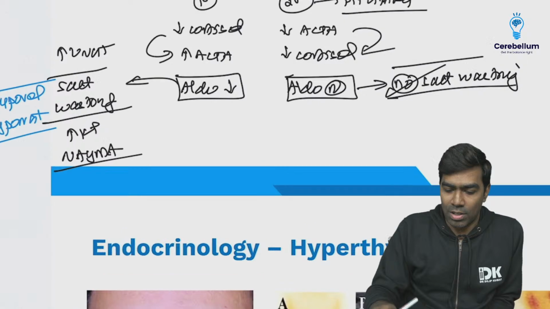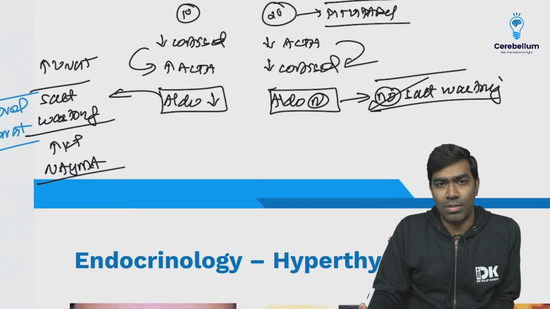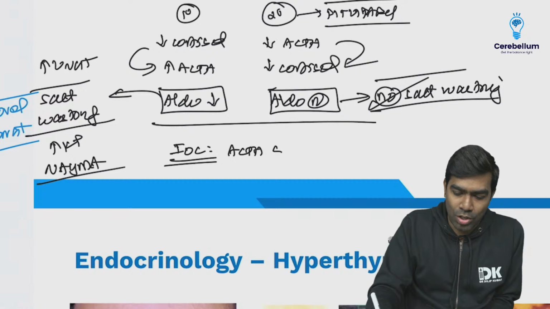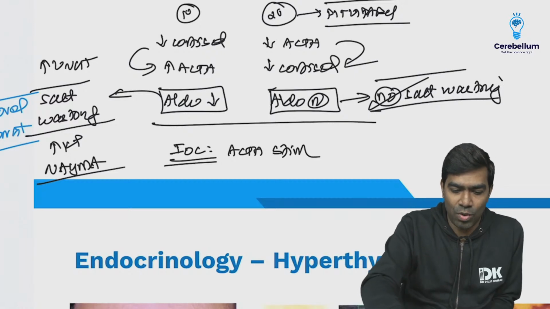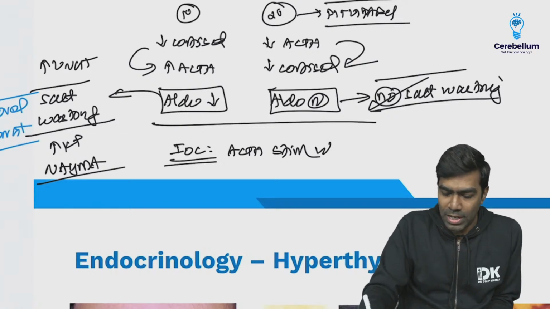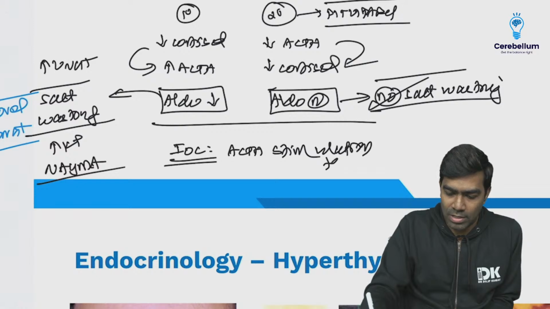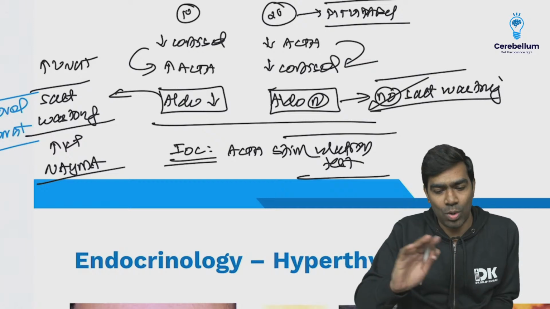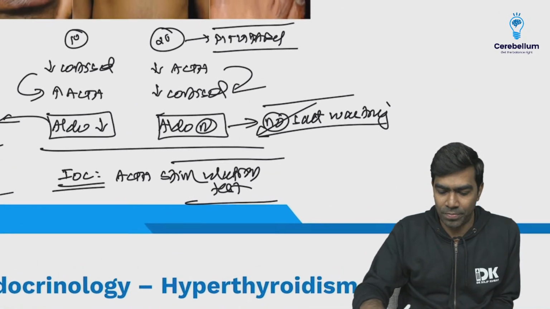And how are you going to make a diagnosis? Whenever they talk about diagnosis, the investigation of choice in any adrenal insufficiency is going to be the ACTH stimulation test. Close your eyes, and even blindfolded you can answer that it is going to be the ACTH stimulation test only. That is the investigation of choice in anyone with adrenal insufficiency.